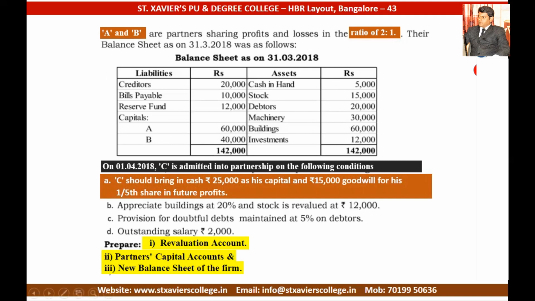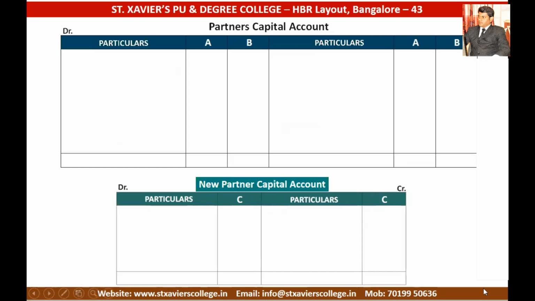So I'm going to open the partners' capital account. There are two parts here: one is the partners' capital account where the old partners are, and the other is the new partner's capital account. The new partner is bringing capital, so I need to enter it into the new partner's capital account. I'm entering here, by cash, capital brought by the new partner. How much capital did the new partner bring? 25,000, which I am recording.